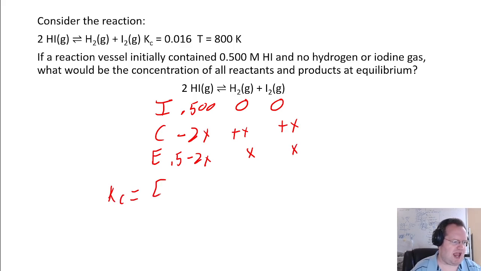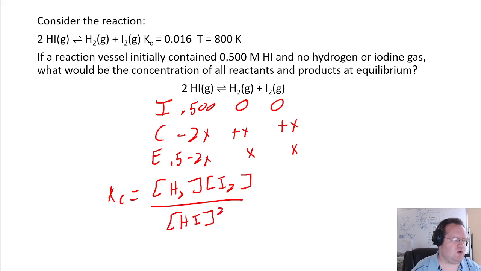So we have products over reactants. That's H2 times I2 divided by HI squared. And remember, you have to put the square here if there's a 2 there. So even though you have a 2x that's related to that 2, you also have to put the square, or the cube, or whatever value would be appropriate.